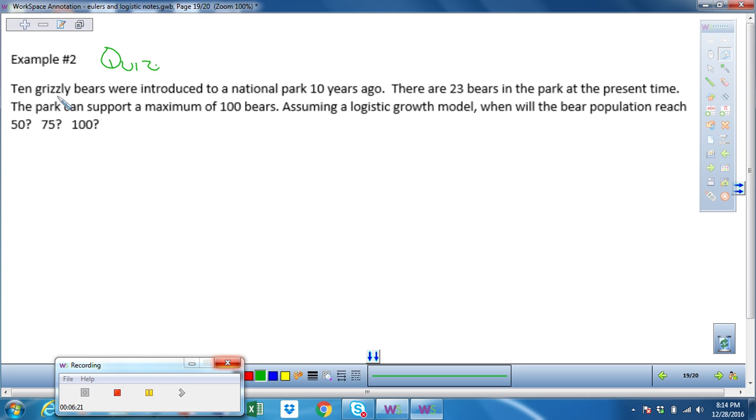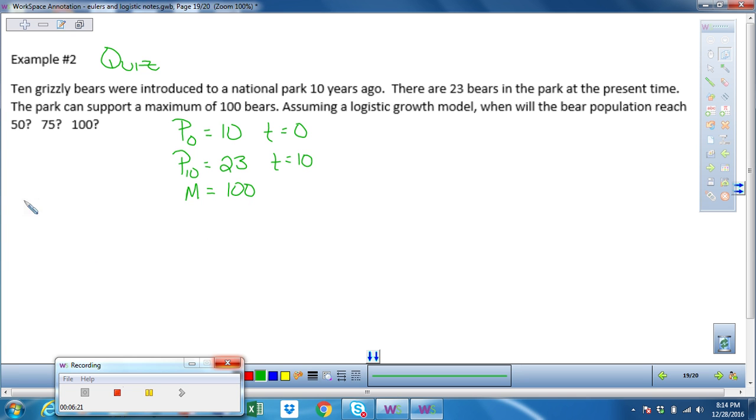So we have 10 grizzly bears were introduced to a national park 10 years ago. So our initial population was 10 when t was 0. Currently there are 23 bears, so 10 years later there's 23 bears. And the maximum that it can support is 100. So that's going to be our carrying capacity.